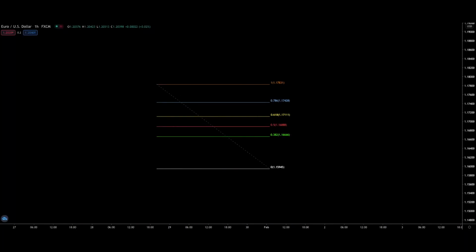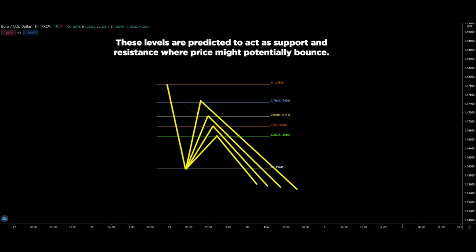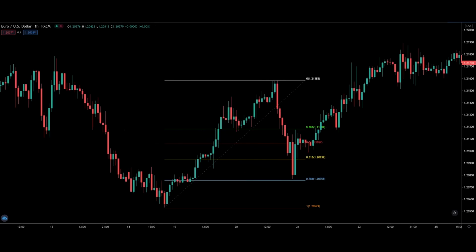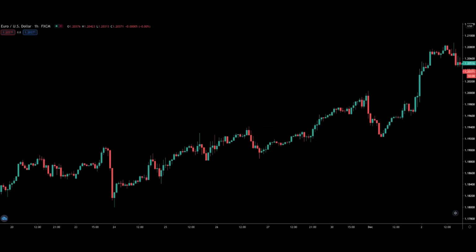So let's talk about the Fibonacci retracement tool. The typical Fibonacci retracement consists of the following levels. These levels are predicted to act as support and resistance where price might actually bounce. If you want to be buying, you need to connect the Fibonacci retracement tool from swing low to swing high. Conversely, if you want to be selling, then you need to connect the Fibonacci retracement tool from the swing high to swing low. Let me show you another example.